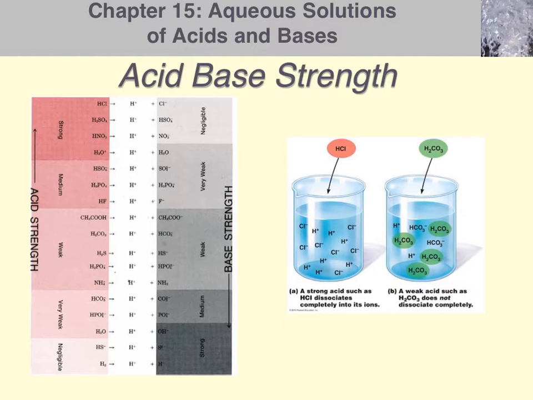This is the second of 3 lectures from Chapter 15, all about acids and bases. The first lecture talked about how to identify an acid and base, how to identify conjugate acid-base pairs, and simple calculations of pH and pOH. This section will talk about how to evaluate the strength of an acid and base.